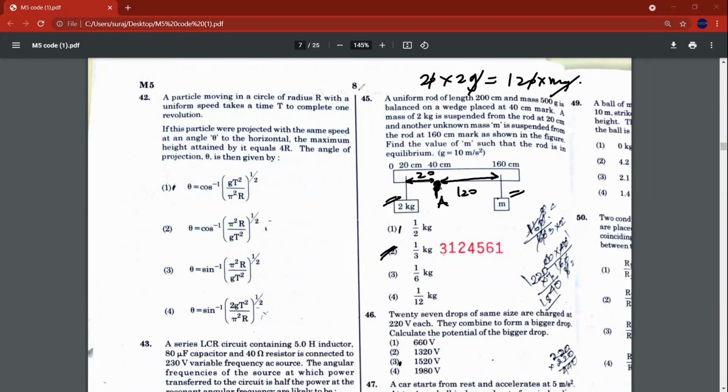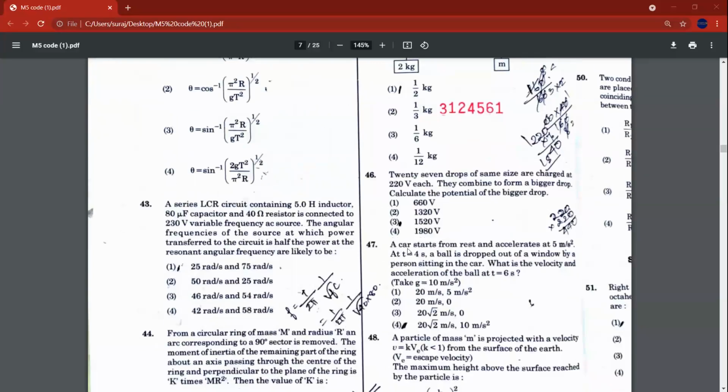Okay, next, coming to question number 46. 27 drops, each of the same size, are charged to 220 volts. The potential for the bigger drop: V bigger equal to n power 2 by 3. It should be how much? V large equal to n power 2 by 3 into V small. Okay, with this we can solve. Option 4 will be that, 1980.